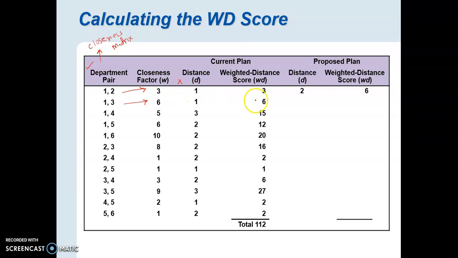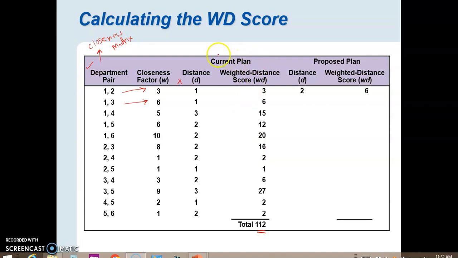So you see 3 by 1 is 3, 6 by 1 is 6, 5 by 3 is 15. So this is the way we have calculated the WD score, and this is 112, right? Now this is for the current block plan. So similarly, if we make a proposal, the distance that we will calculate will be new, because the proposed block plan has new arrangements, and the department pair and the closest factor will be the same, because this is where it's coming from.